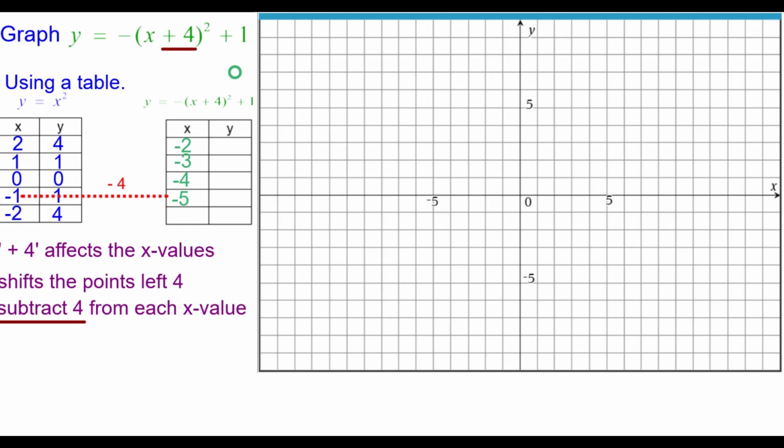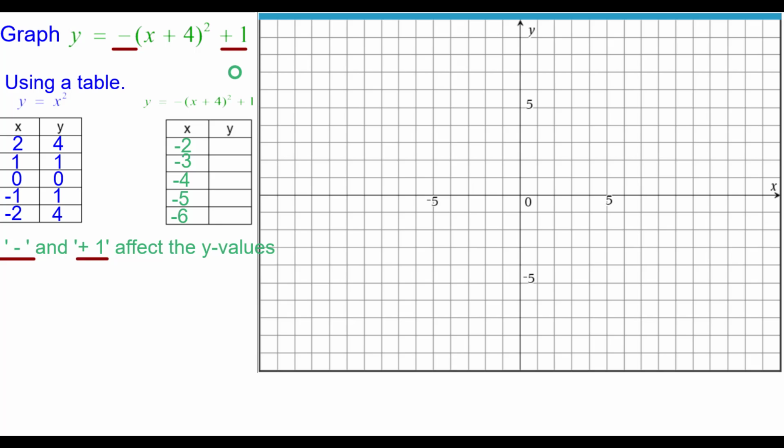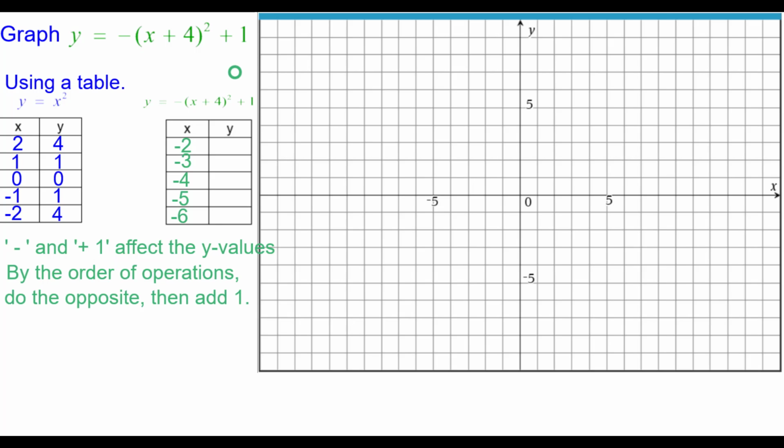And you can see here our answer, subtracting 4 from each of the x values. The other 2 parameters affect the y values. By the order of operations, we do the opposite first, and then we add the 1. So taking the opposite of 4 is negative 4, and adding 1, we get negative 3. You can see the calculation right here. Then plotting negative 2, negative 3. The opposite of 1 is negative 1, plus 1 is 0, so we plot negative 3, 0.